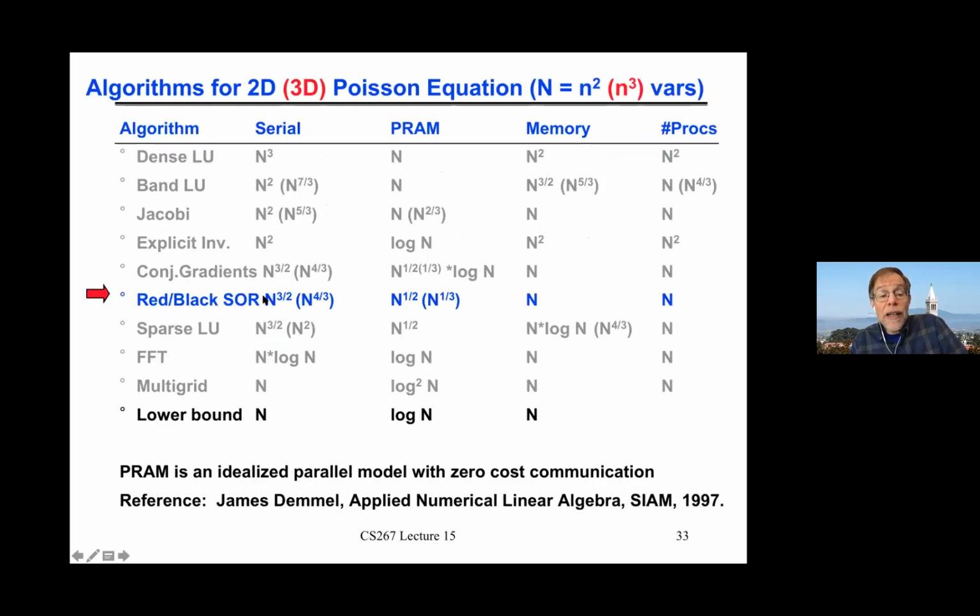So I just finished talking about red-black SOR, and it got the complexity of Jacobi down from the number of unknowns squared to the number of unknowns to the 3 halves. And what it required was this other kind of parallelization, which was in red-black order. Okay, so then the next step is conjugate gradients, and it's going to have the same complexity, n to the 3 halves in the sequential case.